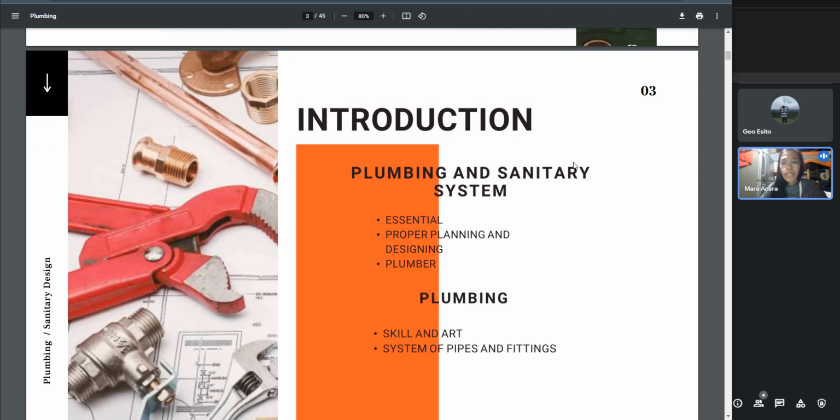So the plumbing and sanitary system is an essential part of every house or building. So we need proper planning and designing of the plumbing system as it takes care of the hygiene requirements of the occupants. A plumber's job role consists of installation, repair, maintenance, and servicing of plumbing fittings and fixtures. So plumbing is the skill and art that is needed to transport water from the source to the users, then to the treatment plants, and finally supplying the treated water to the users through a distribution system.